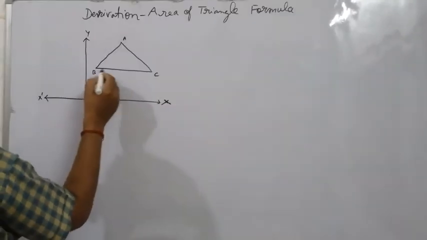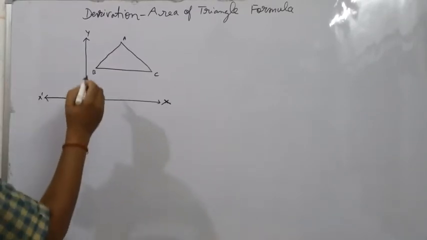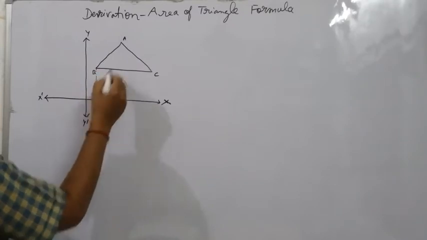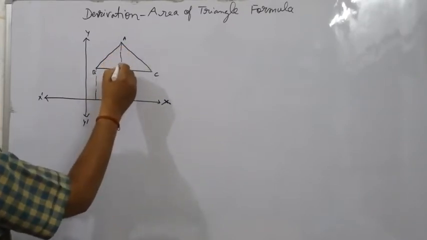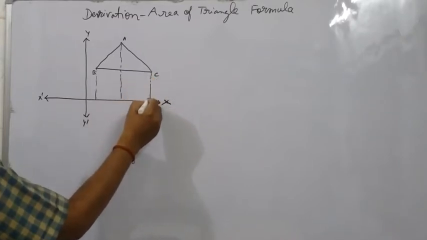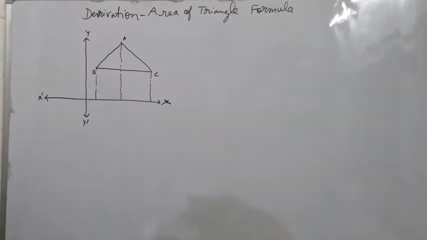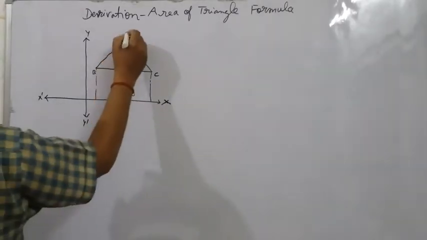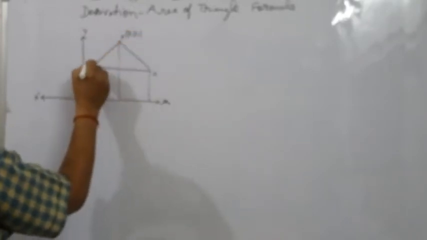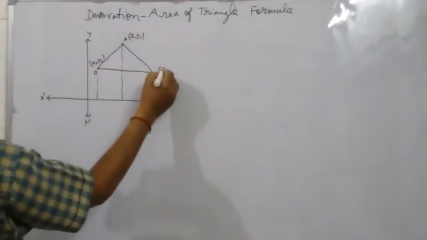This B and C are not on the same line. It is a little bit slanted. For that, what do we have to do? We have to draw the perpendiculars from there. Let the coordinates of A be x1, y1, this is x2, y2, and C is x3, y3.